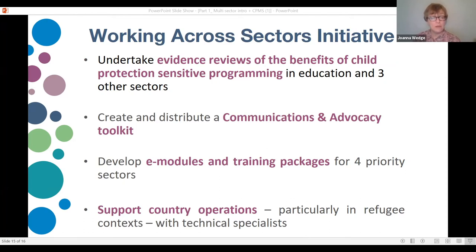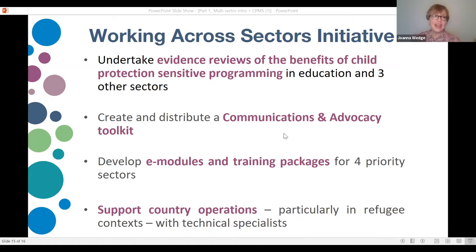And as some of you may know, we have an education e-module already up on the CPMS e-course, and that was developed with INEE. And then last, but certainly not least, supporting country operations, particularly in refugee contexts. And this will be done through technical specialists. In fact, we have two job opportunities that are currently posted, if you know anybody who would like to help us take this initiative forward over the next year and more.